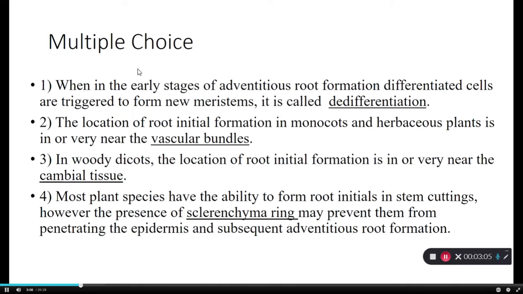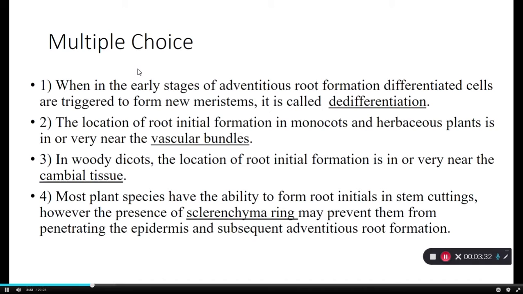Different stem organization in woody dicots, and a little bit different location for root initial formation in woody dicots in number 3. So here, it tends to be in or very near cambial tissue. Again, a review of stem anatomy will be helpful in understanding that response. So now let's go on to number 4.